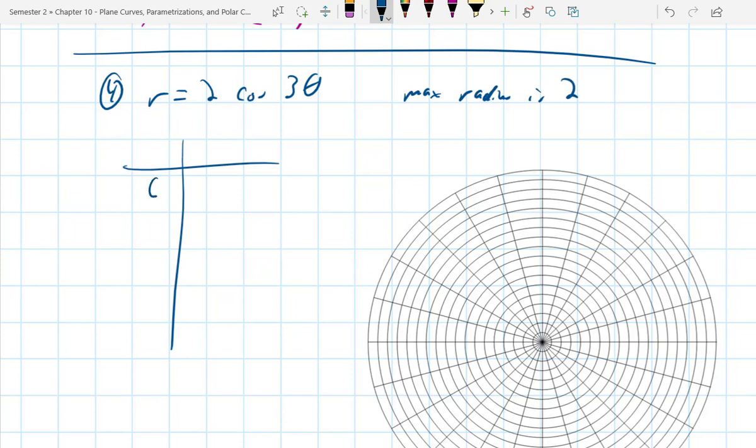I know that as theta is 0, let's do theta, 3 theta, and then 2 cosine 3 theta. When theta is 0, cosine of 3 theta is 1, which makes this 2. So my starting point is 2. Now I'm going to expand my grid out so that I've got 1.